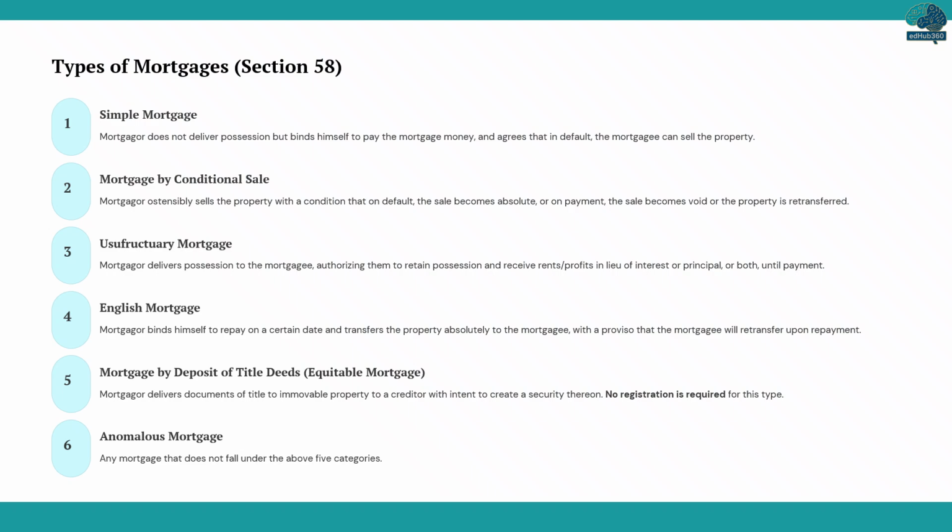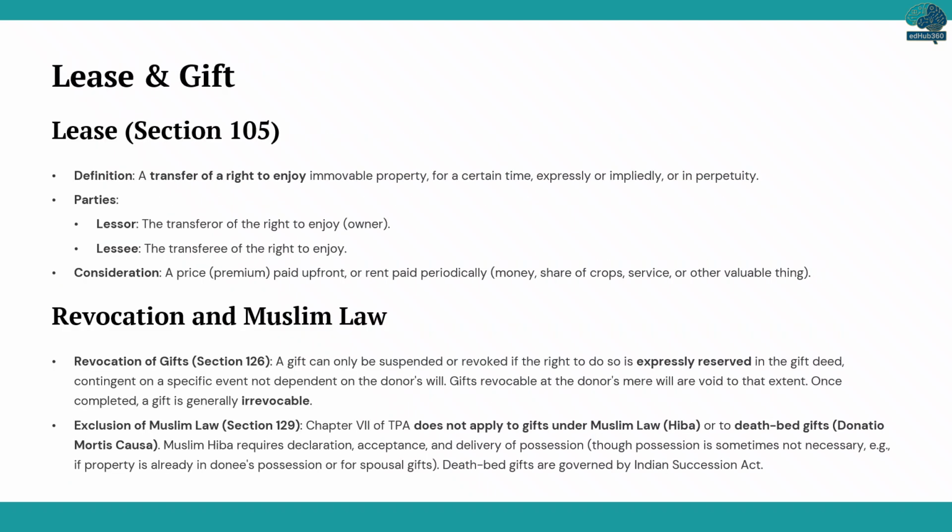Moving on to lease and gift. A lease, under Section 105, is the transfer of a right to enjoy immovable property for a certain time, or in perpetuity, in exchange for a premium or periodic rent. The lessor is the owner granting the right, and the lessee is the one receiving it.